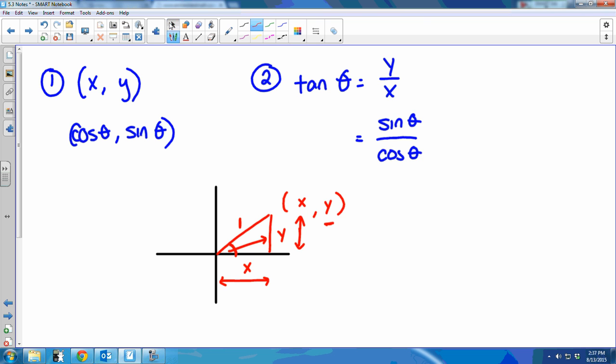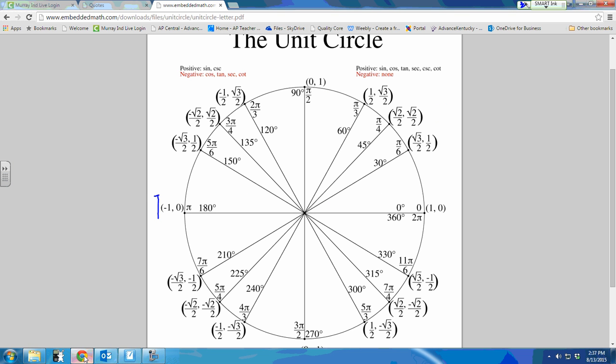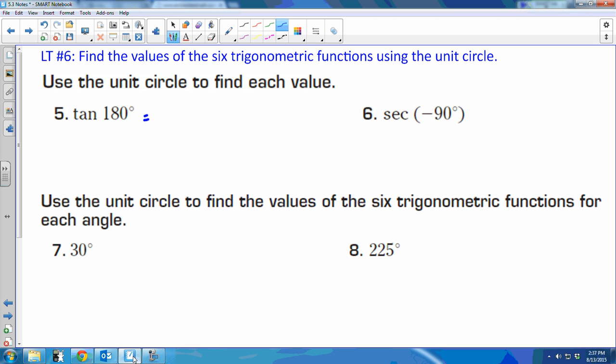All right? So let's actually do some problems. All right, it says use the unit circle to find each value. The first one is tangent of 180 degrees. So I'm going to go to my unit circle. Here's 180 degrees. Tangent, when it's tangent of 180, we know the angle measure. Tangent is y over x or sine over cosine. So in this case, y is 0 and x is negative 1, and 0 divided by negative 1 is 0. So the tangent of 180 degrees is 0.